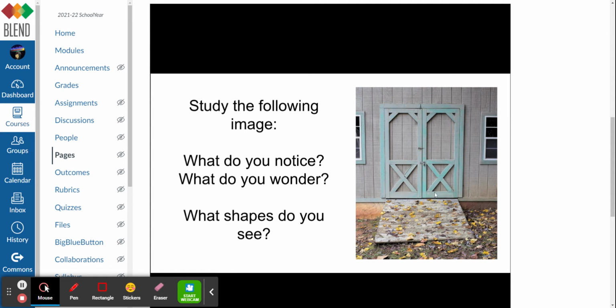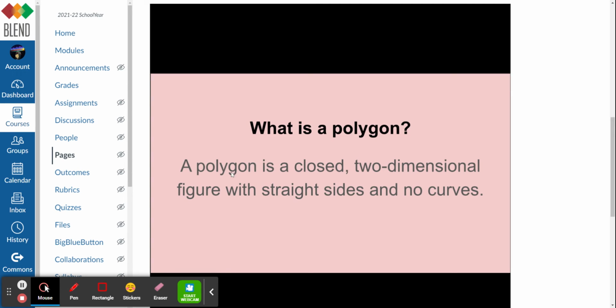All right, so I see a triangle. If you include all those triangles together, it's like a square. And then there's one, two, three, four, five, six sides on this shape. So that's strangely a hexagon because it has six sides. So we can actually classify polygons by how many sides they have. Triangle, three sides. Square, four sides. Hexagon, six sides.